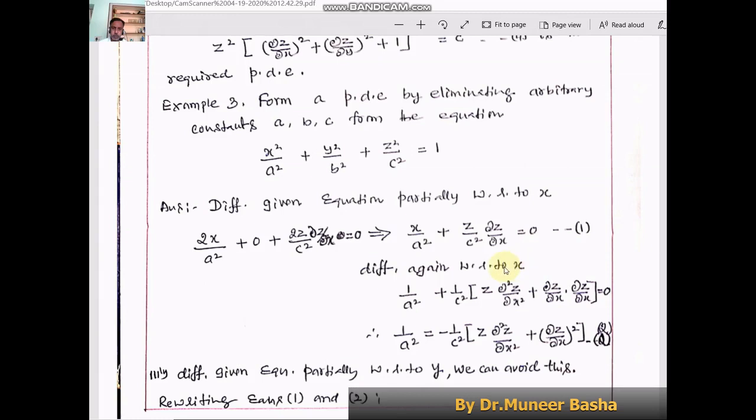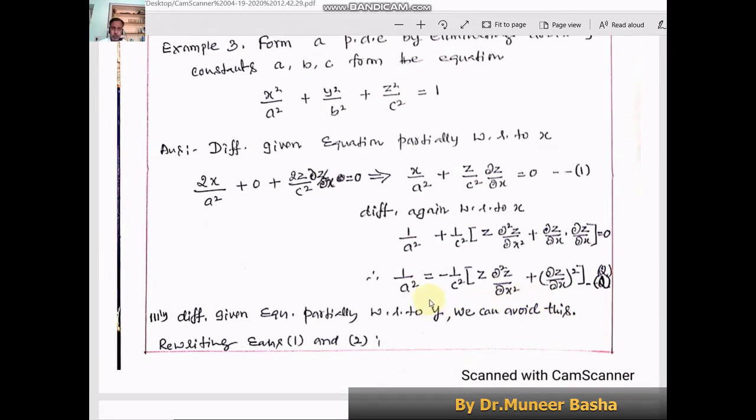Again differentiating this with respect to x only, we will find 1 by a square plus 1 by c square into, the product rule (UV rule) we have to apply here, z into derivative of dou z by dou x, which is dou square z by dou x square, plus second term dou z by dou x as it is, derivative of z being dou z by dou x. So finally 1 by a square is equal to minus 1 by c square into [z dou square z by dou x square plus (dou z by dou x) whole square]. Call this equation number 2. So we got equation 1 from one time differentiation, and equation 2 from second time differentiation.